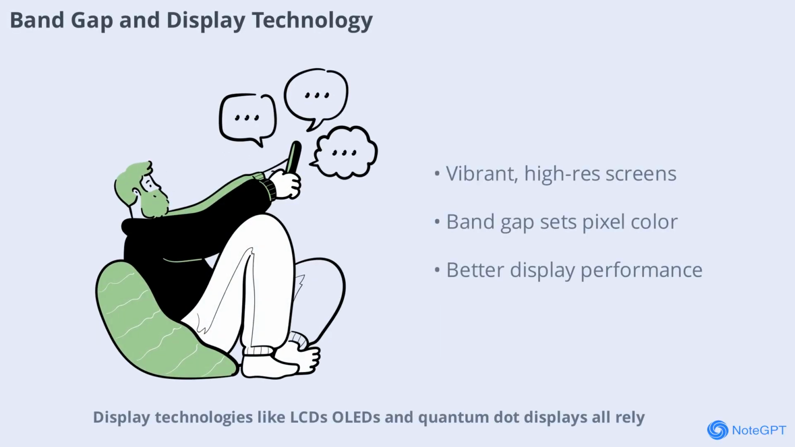Display technologies like LCDs, OLEDs, and quantum dot displays all rely on semiconductors with carefully chosen band gaps. The band gap determines the color, brightness, and efficiency of each pixel, enabling vibrant, high-resolution screens for TVs, monitors, and smartphones. Advances in band gap engineering are leading to even better displays.